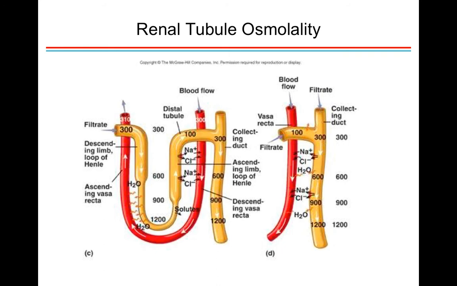And again, what's happening in this net movement, we see the salt leaving the ascending loop of Henle, then entering the vasa recta, and then here we see some water leaving the descending loop of Henle and entering the vasa recta. So this is a very dynamic process with a lot of movement of fluid and salt.